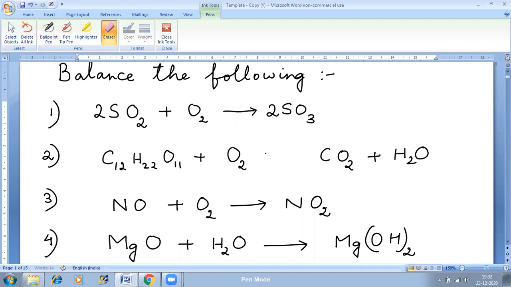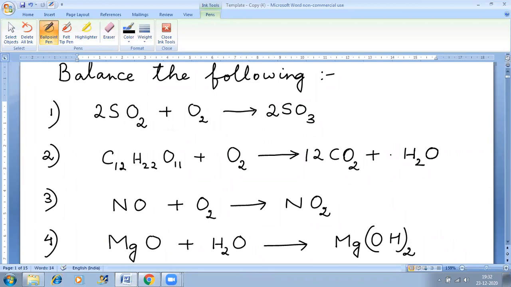Remember one shortcut. Whenever you get a question where carbon is present, then immediately start balancing carbon first. So here carbon is present. There are 12 carbon atoms in total, so here I will write 12. Always start with carbon for balancing. Now, hydrogen. There are 22 hydrogen atoms here, and here I have only 2, so I will write 11 here. So 11 into 2. C12H22O11 plus 12O2 gives 12CO2 plus 11H2O.